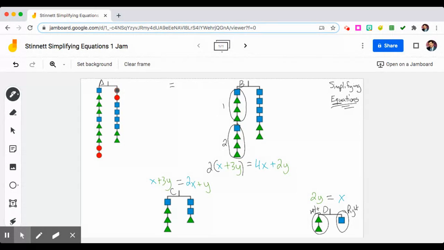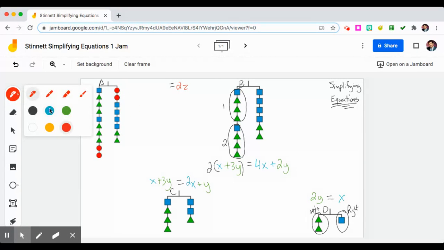We found out that z, the variable z, represents our circles. Figured that out. So we're going to use red and talk about our circles first. So how many circles do we have here? We have 2. So we're going to have 2z right there. Those are our circles right here on the right side.